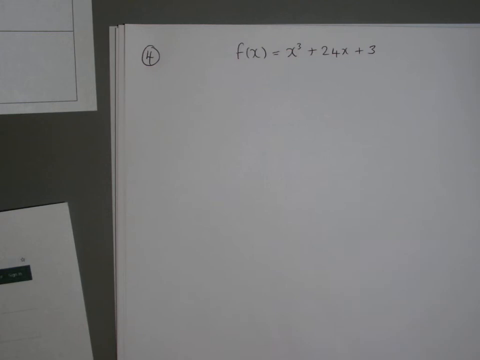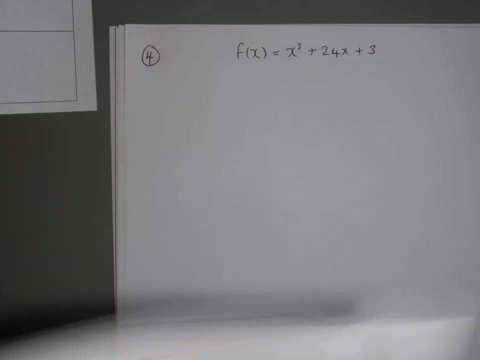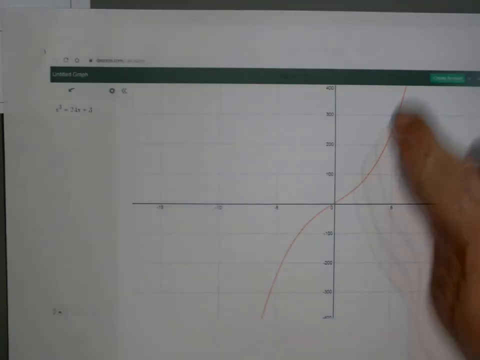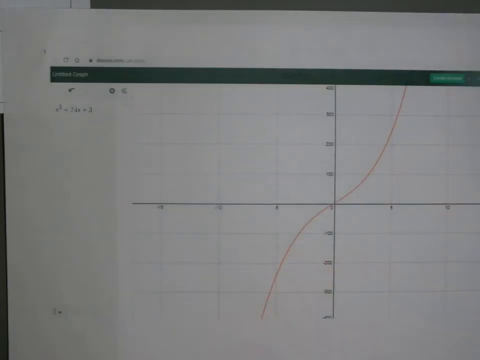Question 4: show that this function is an increasing function for all real values of x. In other words, it's always increasing. When I drew this on the website, this is what it looked like, and it just shoots off to infinity there and shoots off to minus infinity. You see there, it's always increasing, isn't it?